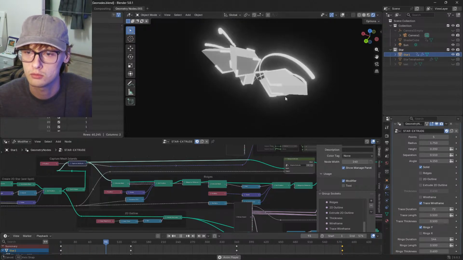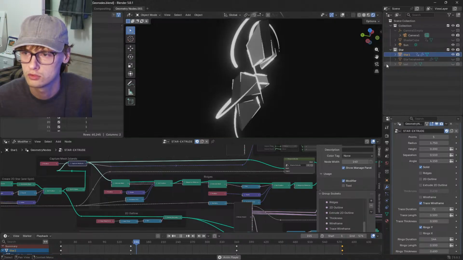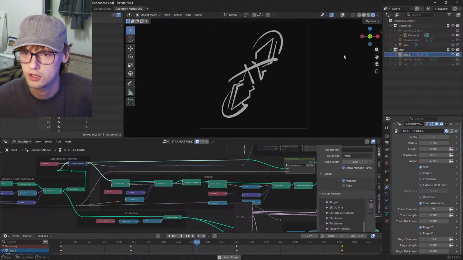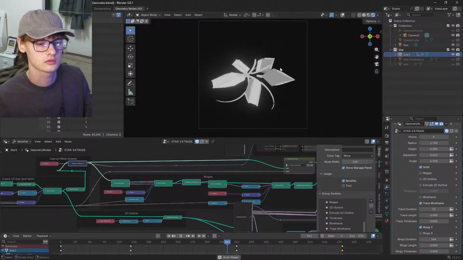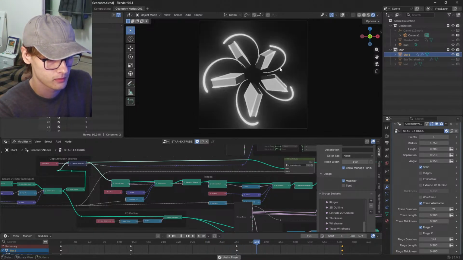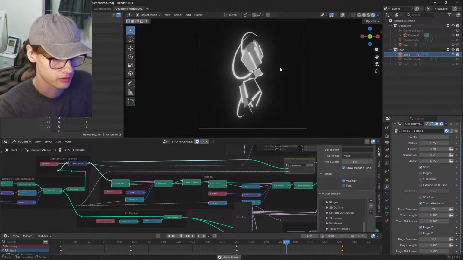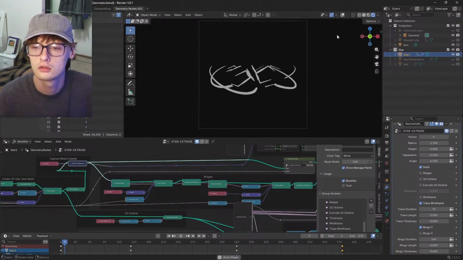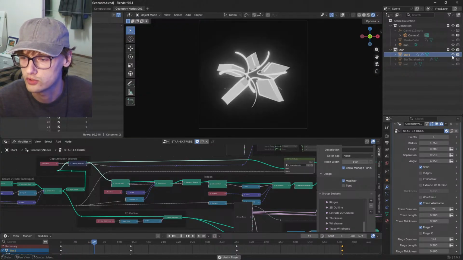So in keeping with the stars theme, I thought, why don't I make a star tetrahedron, which is apparently a lot harder than I thought it would be. But I'm still gonna try.